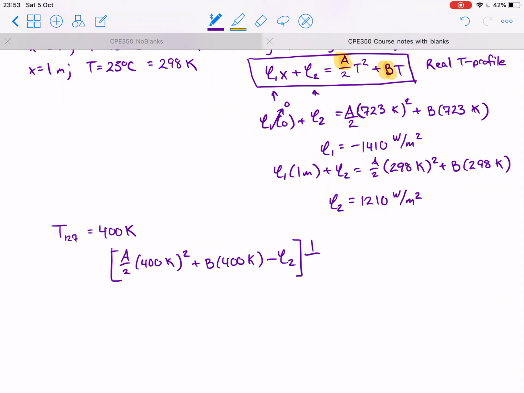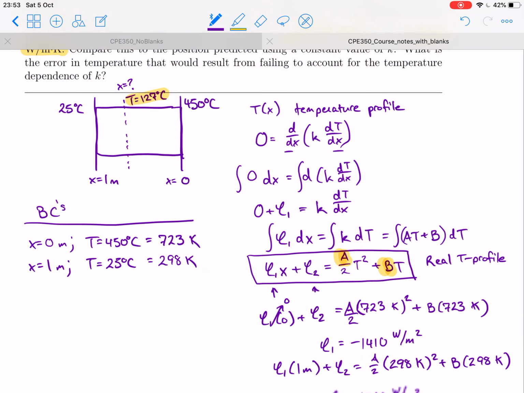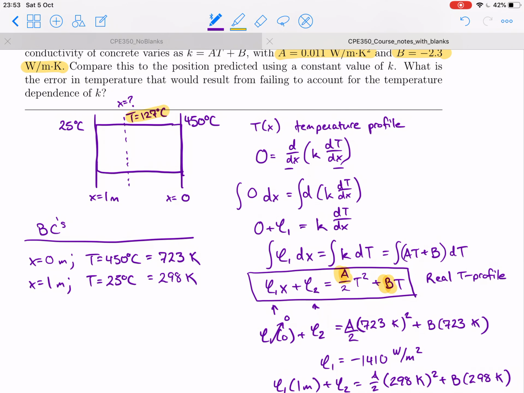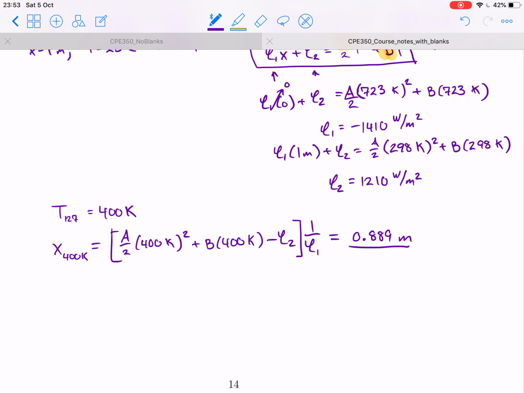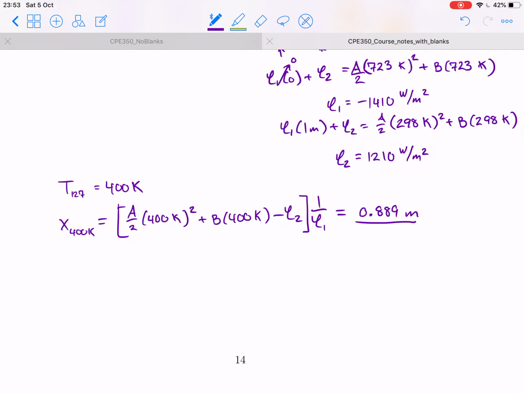And this is just doing the algebra to solve for that x. We'll call that x 400K. And we know all these constants, and if we compute the value of x, we get 0.889 meters. And so that is the true position in the wall where the temperature is 127 C, 400K.